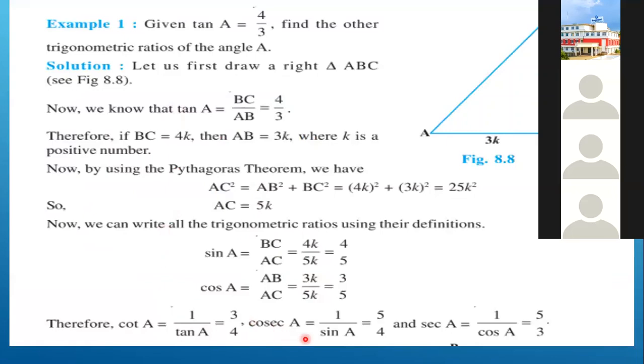5 by 4, ma'am. Cosecant A is 5 by 4. Then secant A, 5 by 3. Cot A, 3 by 4. I hope it's clear to all the students.